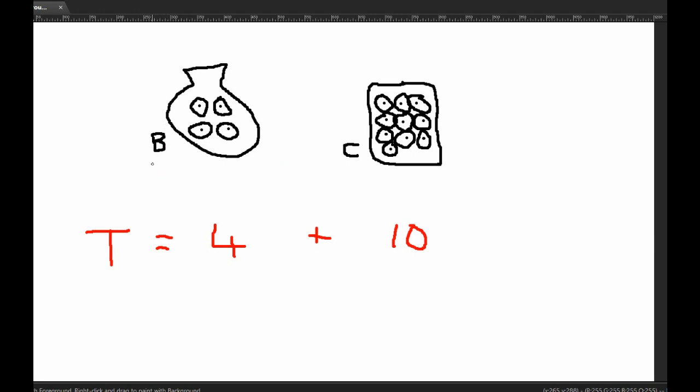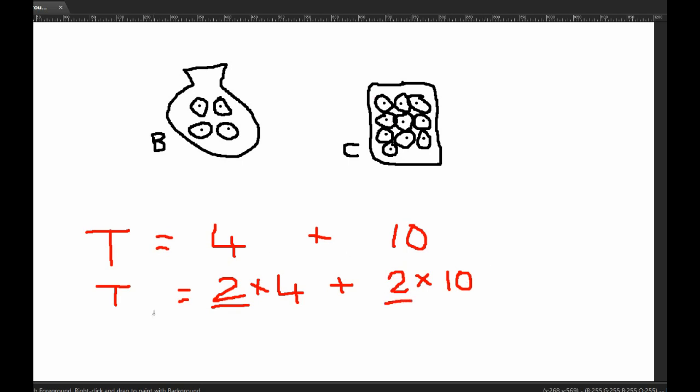If I suppose I had 2 bags and 2 cartons, then my total would be 2 times 4 and 2 times 10. If I had 3 bags and 4 cartons, it would become 3 times 4, and let's say 4 cartons, 4 times 10.